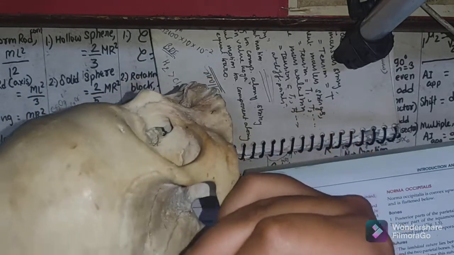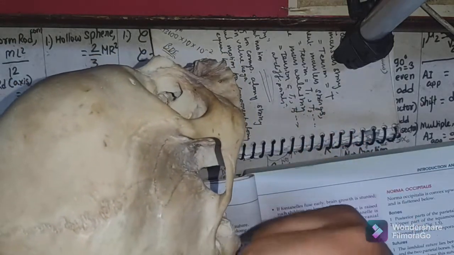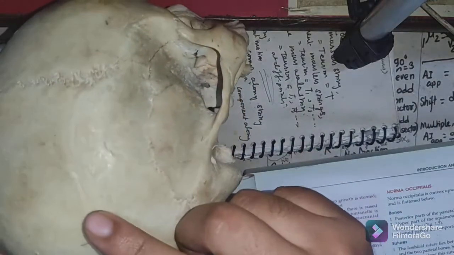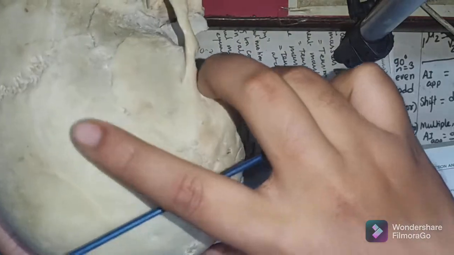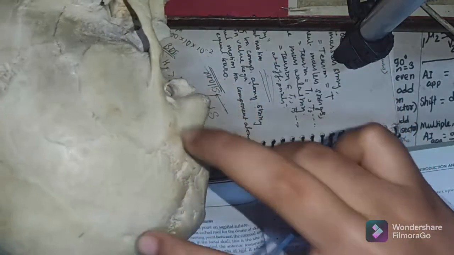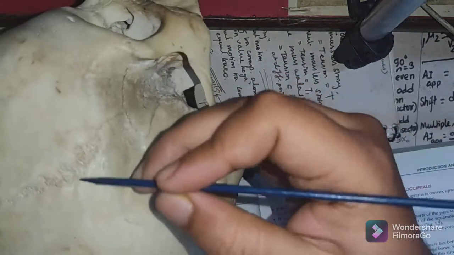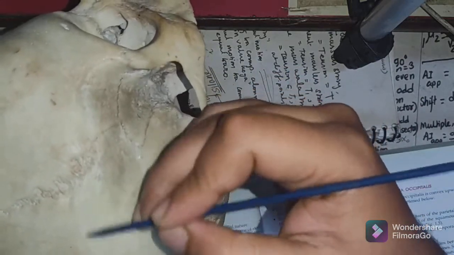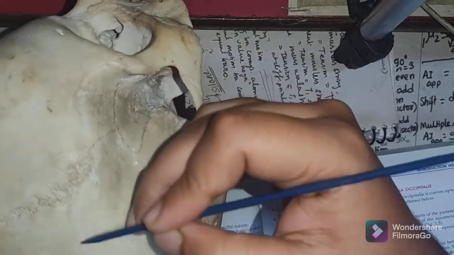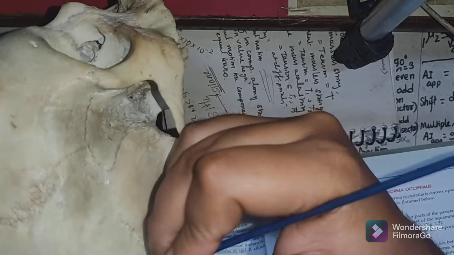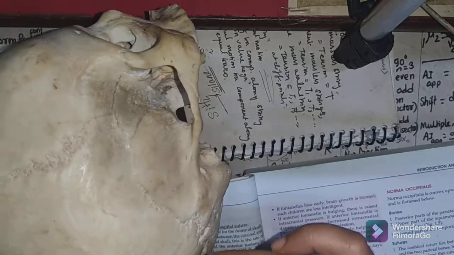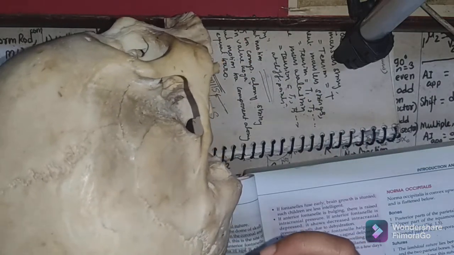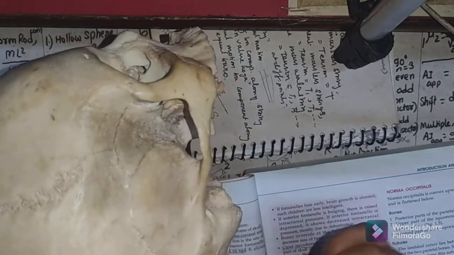Now if I trace it posteriorly, the superior line, see, it's getting faded out. If you can appreciate this, the superior line is getting faded. It's not prominent over here. It was prominent on this side. I can easily make out that this was the superior and this is the inferior line. But as I go posteriorly, it just fades out. The superior line fades out over the posterior part of the parietal bone.